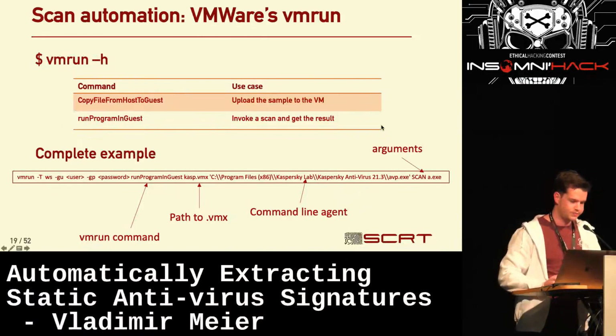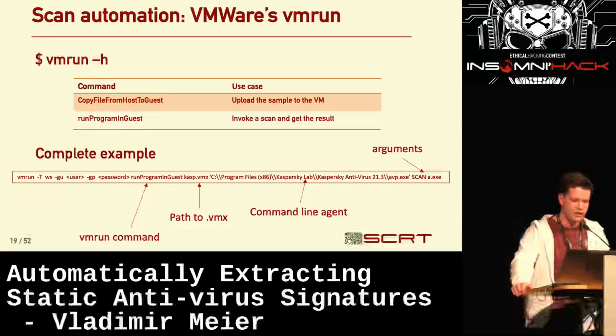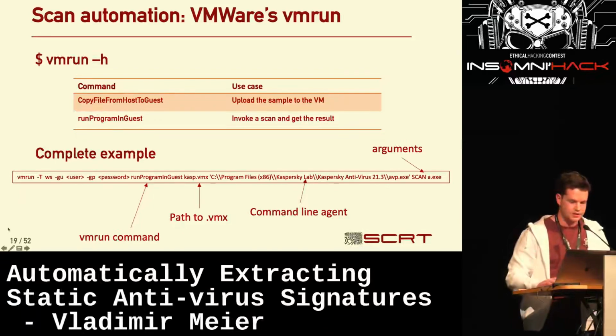So here we call the vmrun command. We provide the username and password, call runProgramInGuest, and we provide the path to the VMX file where I installed Kaspersky, trial version. It's enough. Then vmrun expects the full path to the executable to be run. In the case of Kaspersky Antivirus, it's avp.exe, which also expects the keyword scan and a file to scan.